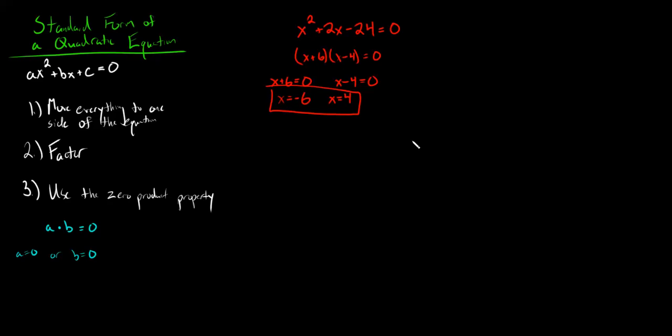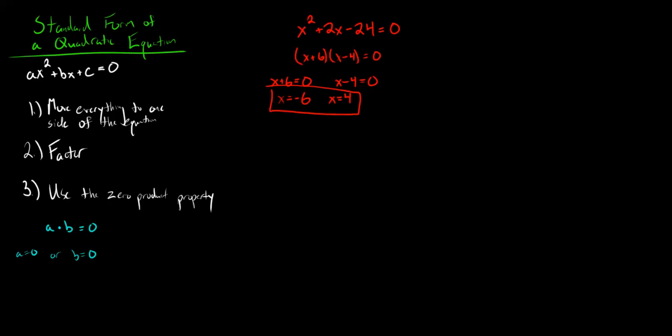So that's what solving by factoring is. We want to get everything on one side first, then we want to factor, then we set each factor that has a variable in it equal to 0 and solve. Okay? So let's take a look at another example.